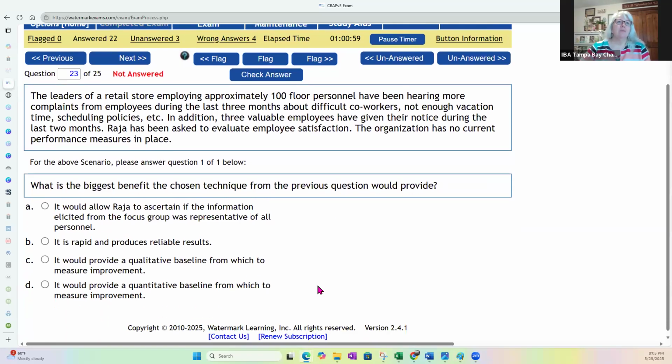Okay, I'm starting over. The leaders of a retail store employing approximately 100 floor personnel have been hearing more complaints from employees during the last 3 months about difficult coworkers, not enough vacation time, scheduling policies, etc. In addition, 3 valuable employees have given their notice during the last 2 months. Raja has been asked to evaluate employee satisfaction. The organization has no current performance measures in place. So he's been asked to evaluate employee satisfaction. What task is he in?